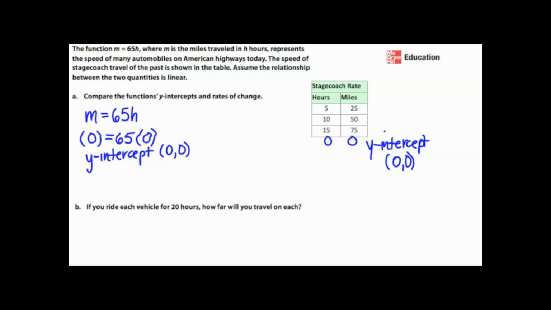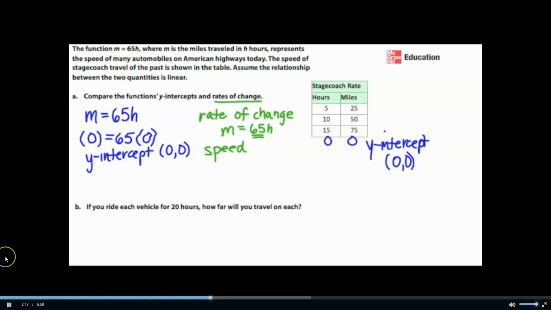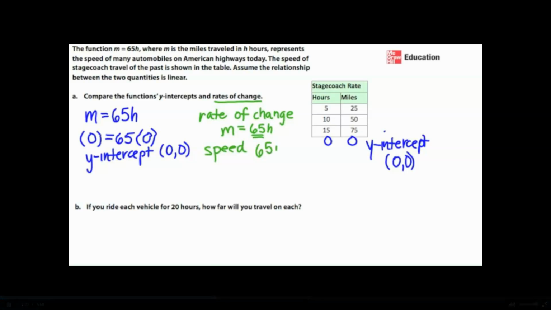Now let's take a look at the rate of change. If we're looking for the rate of change, we're looking for the slope. In m equals 65h, the slope is given by the 65. In other words, the speed of the average automobile today would be 65 miles per hour.